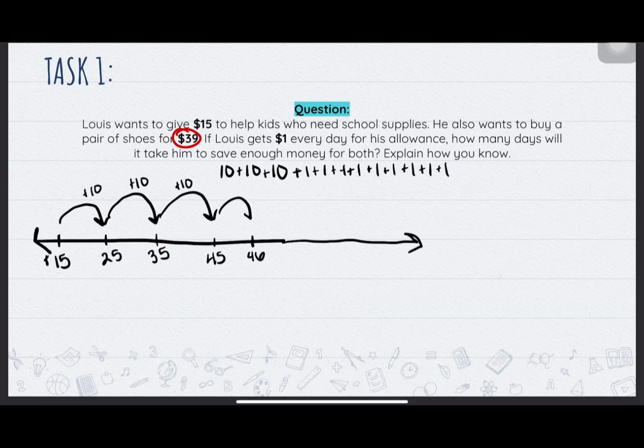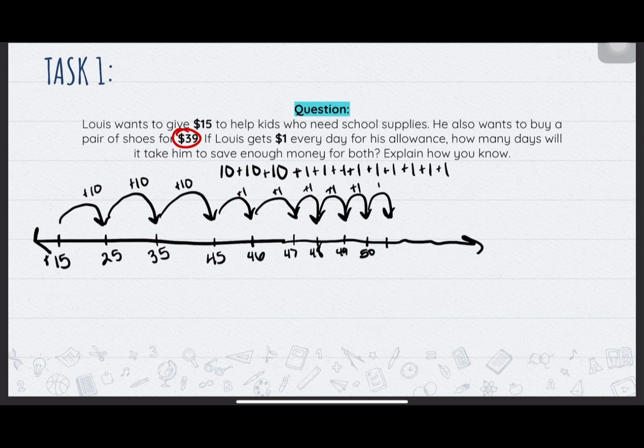So 46, 47, 48, 49, 50. I might need to make it just a little bit longer. 51, 52, 53, and 54. So this would total out to 39.